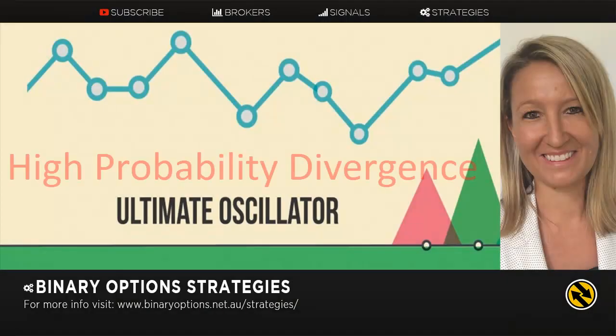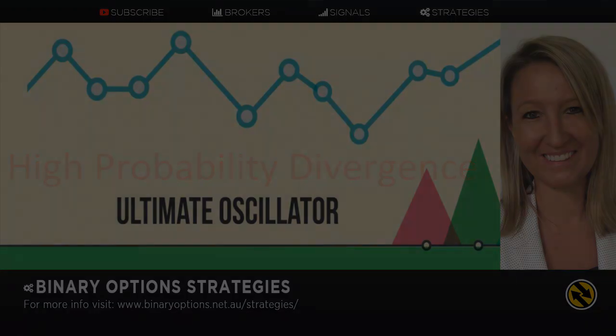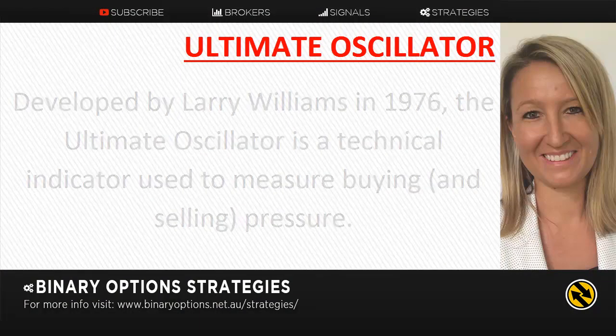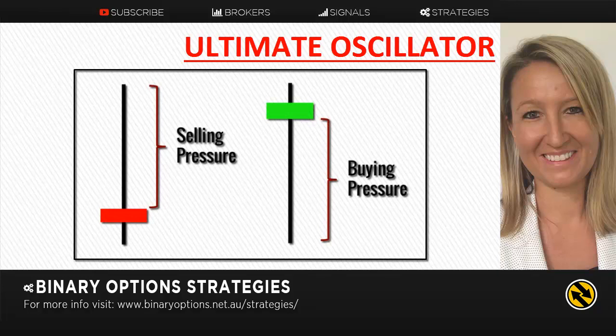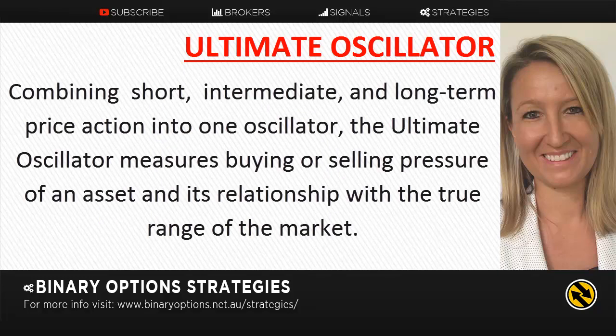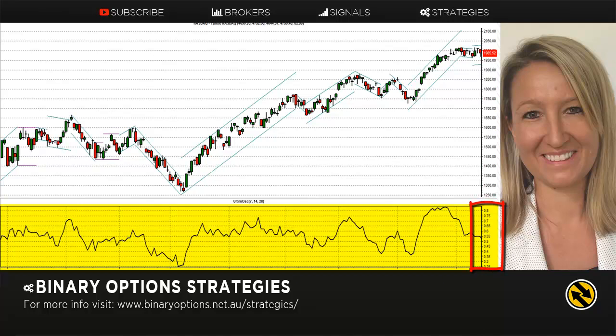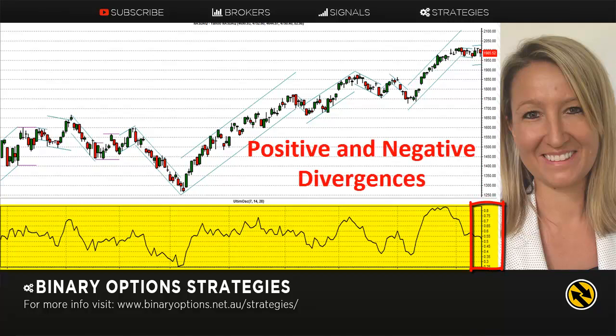High probability divergence trading signals can be generated from using the ultimate oscillator. Developed by Larry Williams in 1976, the ultimate oscillator is a technical indicator used to measure buying and selling pressure. Combining short, intermediate, and long-term price action into one oscillator, the ultimate oscillator measures buying or selling pressure of an asset and its relationship with the true range of the market. Plotted on a subchart below the main price chart between 0 and 100, the ultimate oscillator generates price action trading signals based on divergence, which can warn of future price reversals.